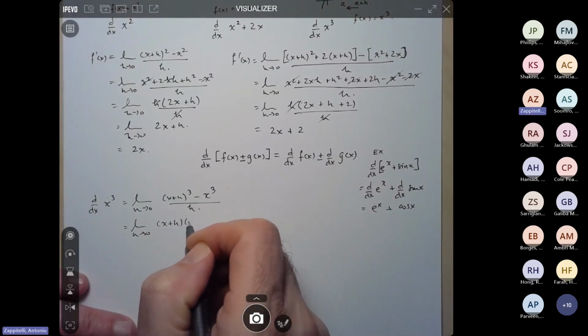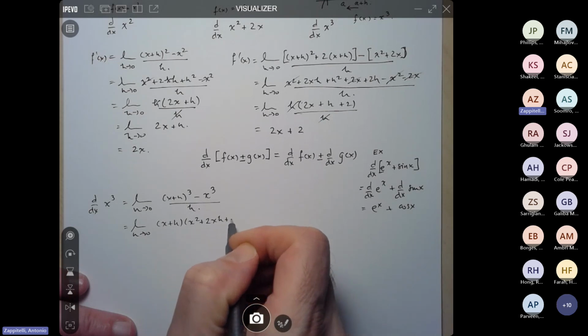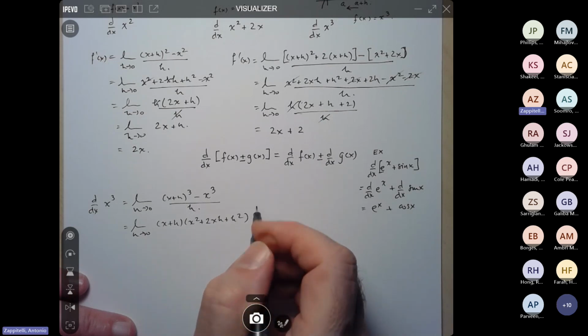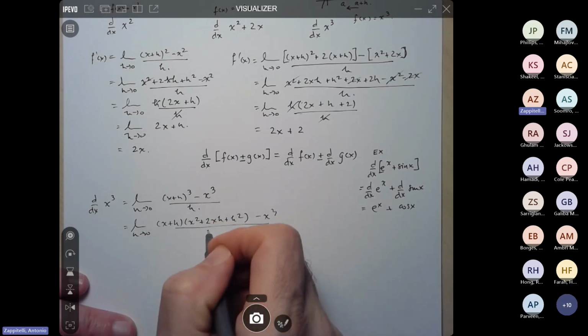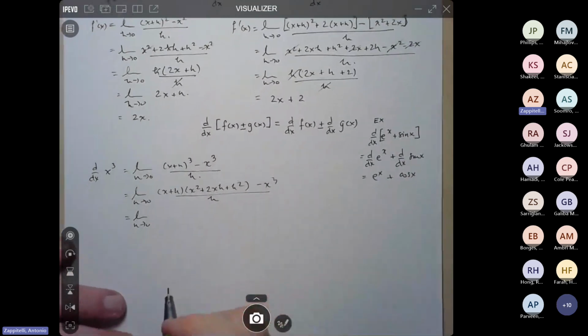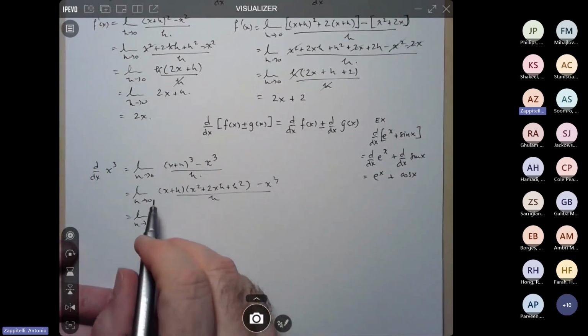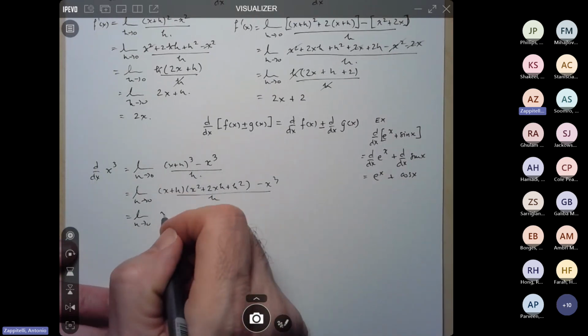longer way. So I have x plus h, and I'll do (x plus h) squared. So x squared plus 2xh plus h squared. Okay. And then minus x cubed. Okay, so this is again why we really want to see if we can find some derivative rules that don't force us to do this every time. So x times x squared, x cubed.